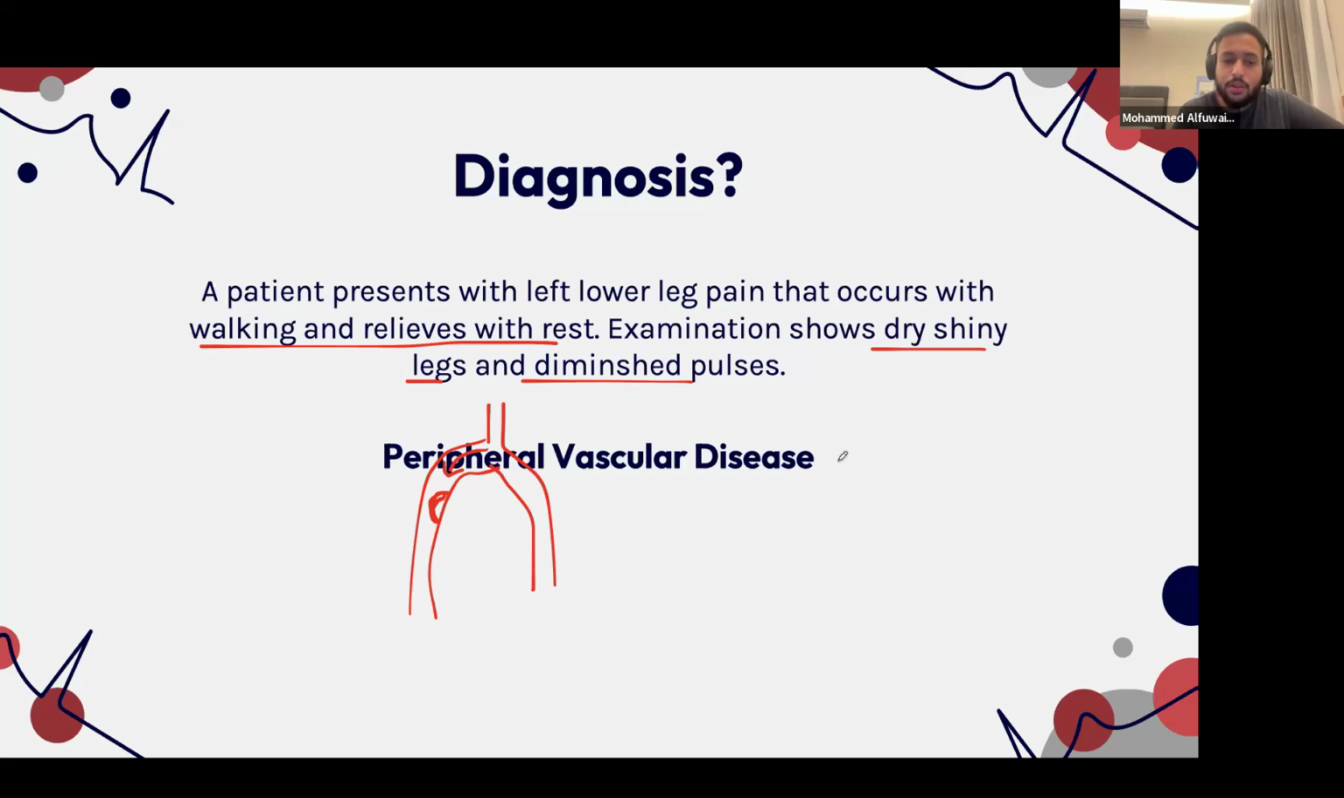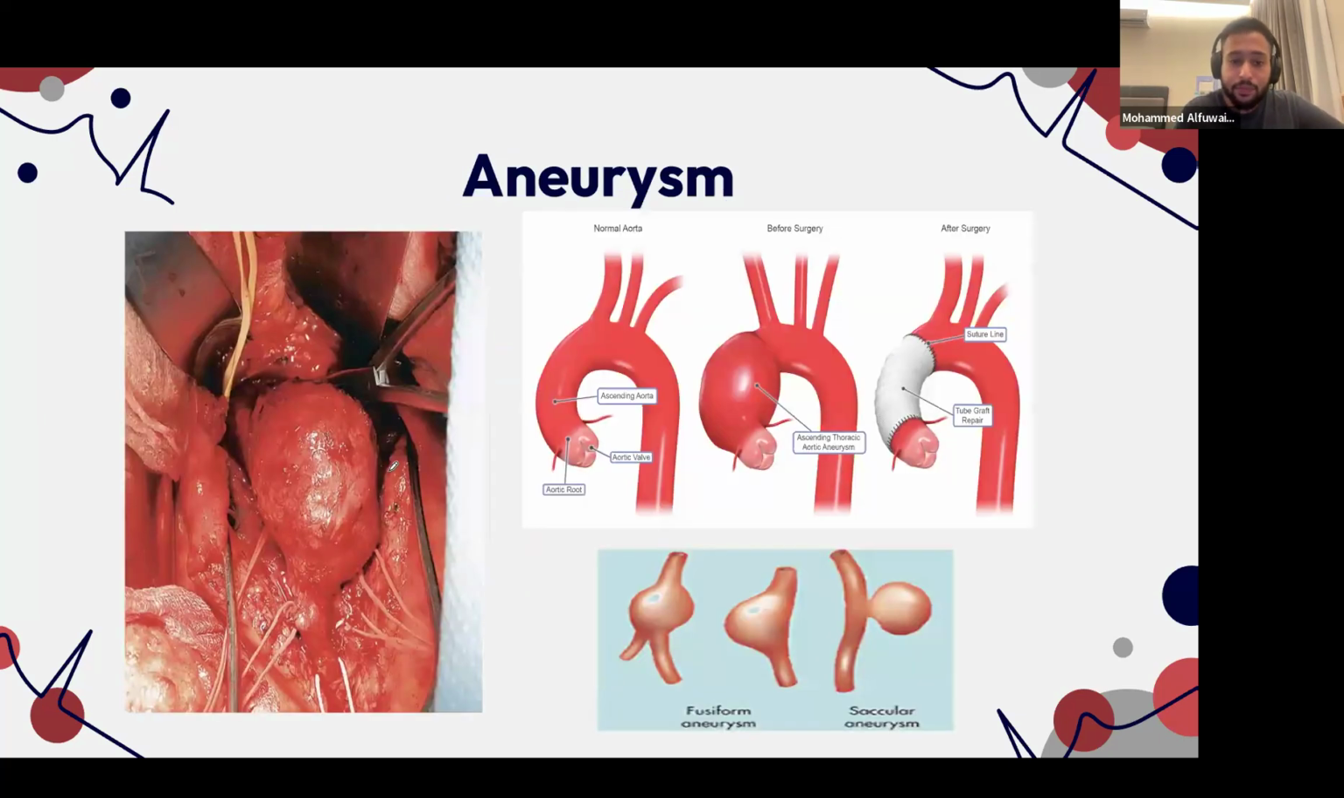Don't remember that too much. Remember the sign, which is very important: intermittent claudication. How do you recognize it? And the ankle brachial index is very important for you guys to remember, the 0.7.